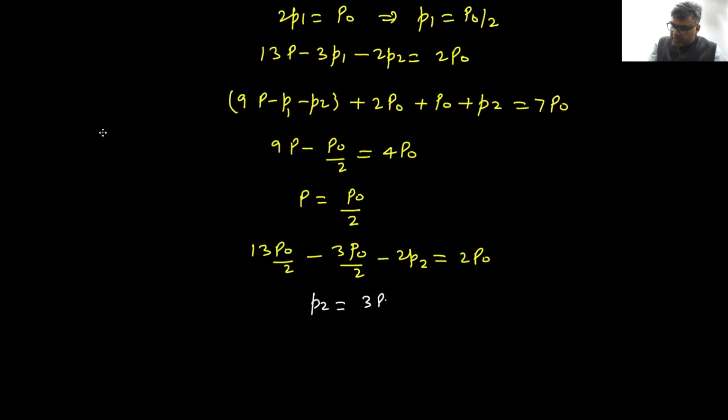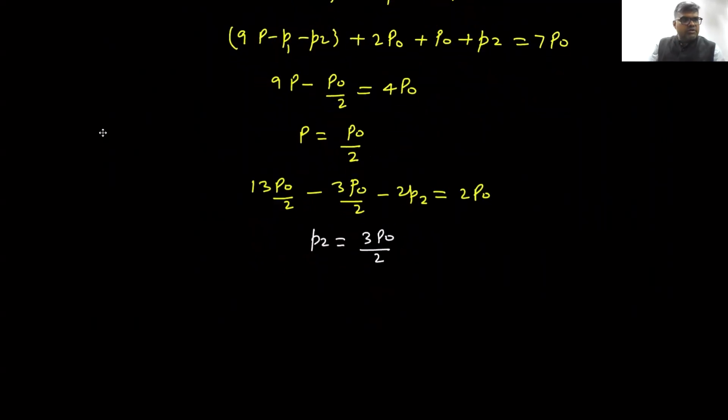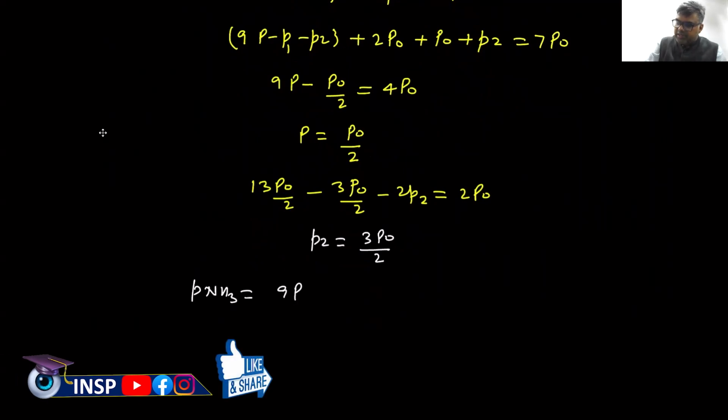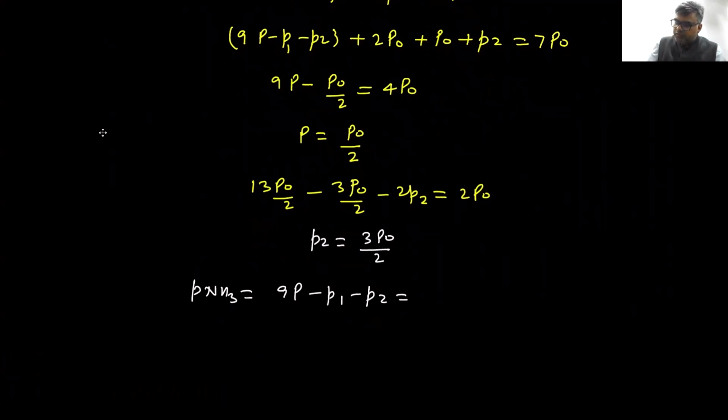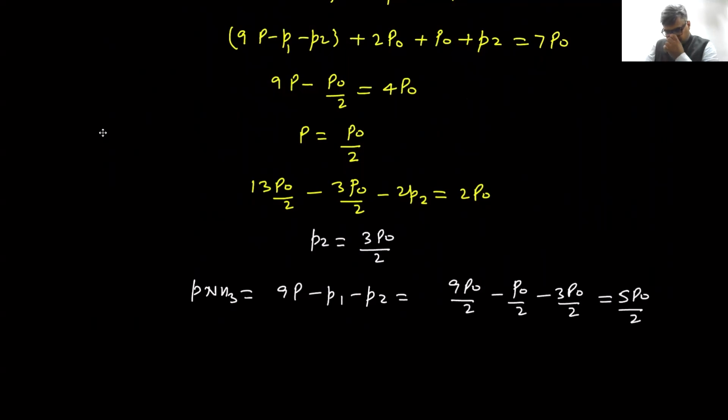It will come out to be 3P naught by 2. And now all the values are calculated. So we need the partial pressure of different substances. I can write the partial pressure of ammonia as, first I'll write in the original expression, 9P minus P1 minus P2, which we can write as 9P naught by 2 minus P naught by 2 minus 3P naught by 2. So it will be left out to be 5P naught by 2.